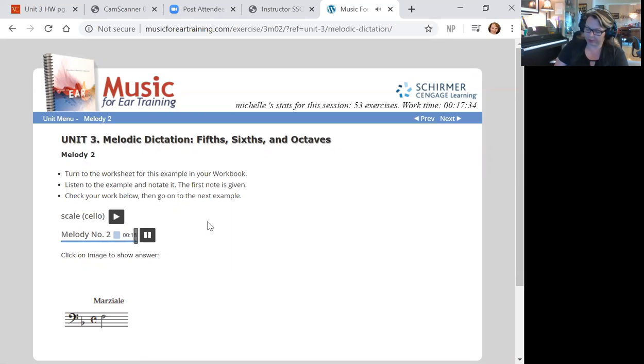Oftentimes I tend to work backwards. So the second to last bar here, da, da, da, da. Here's your last note. So it's high do, which is 2 ledger lines. Do, do, what is this? Do, do, so, and then what is this? Da, da, da, mi. So it's do, do, sol, mi, do.